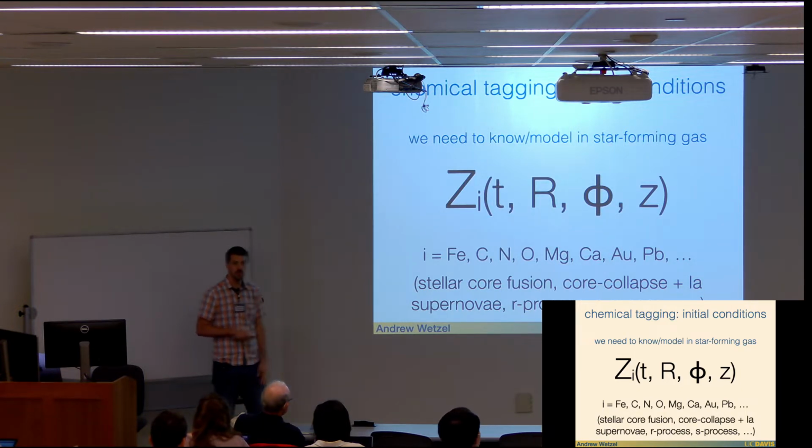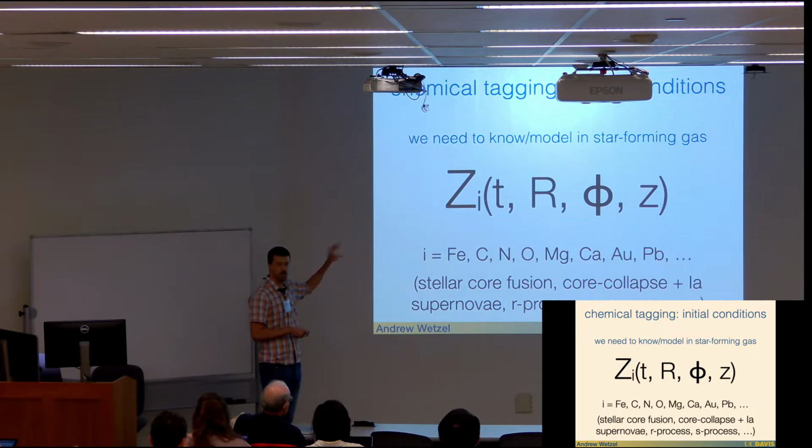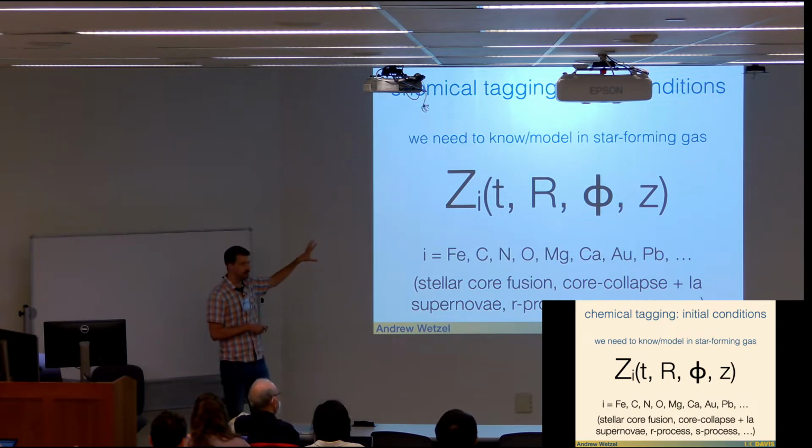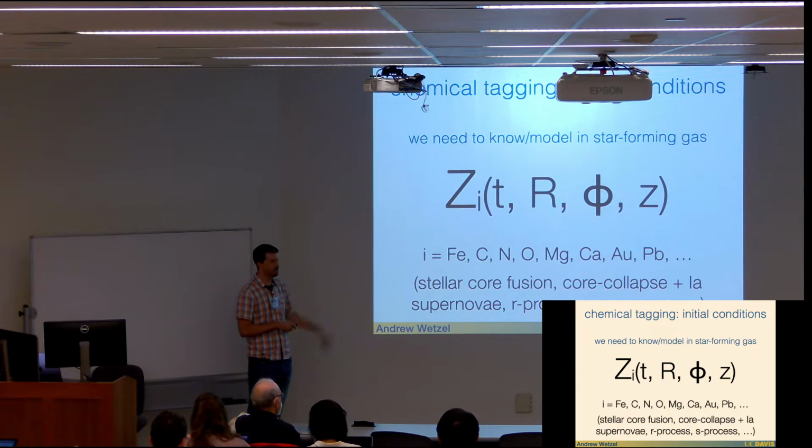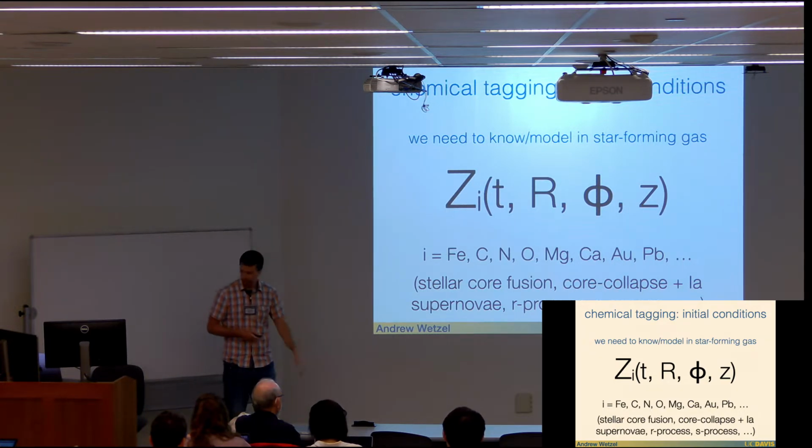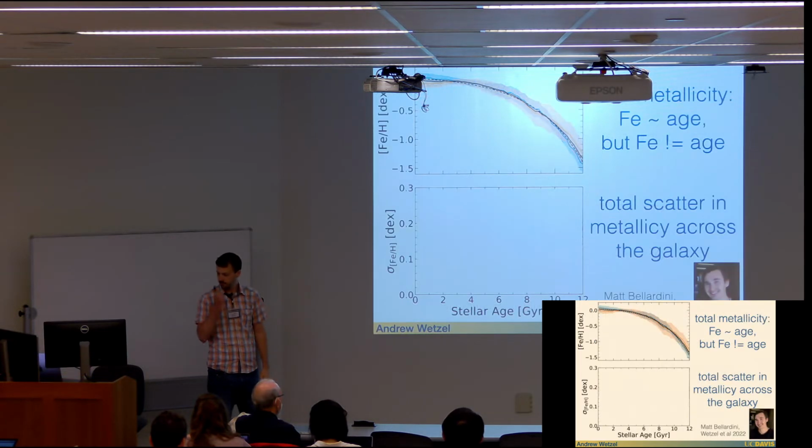But of course, for many of you also working on high-redshift galaxies, you're able to measure directly the metallicities of the gas at high redshift. So I think it's important that we get a consistent picture of what these metallicity variations look like in galaxy populations across time.